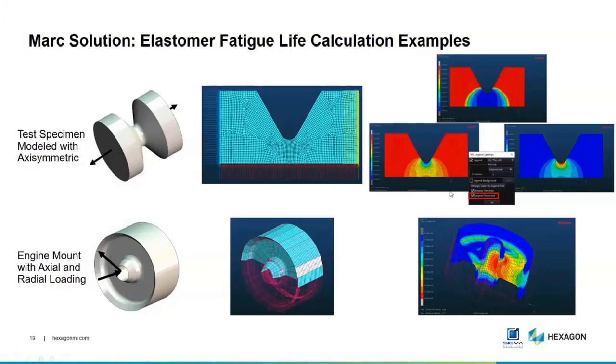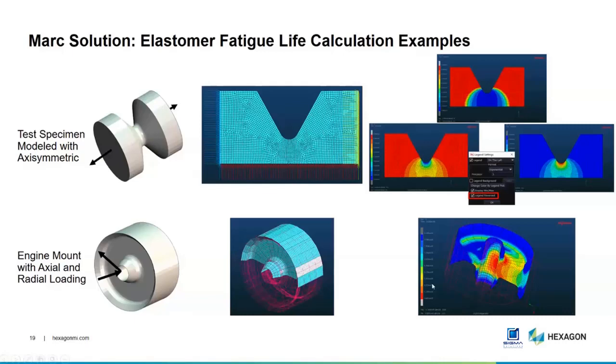For example, this is a notched dumbbell specimen. Because of the notch, you know that the stress concentration is going to be near the notch, and you can plot the damage as well as the number of cycles the component is going to last in different parts of this model. This is also an example of an engine mount where there is axial and radial loading. In this case, you can plot the fatigue damage and the fatigue cycles that the component is going to last. The user can give a constant amplitude load or a variable amplitude load.